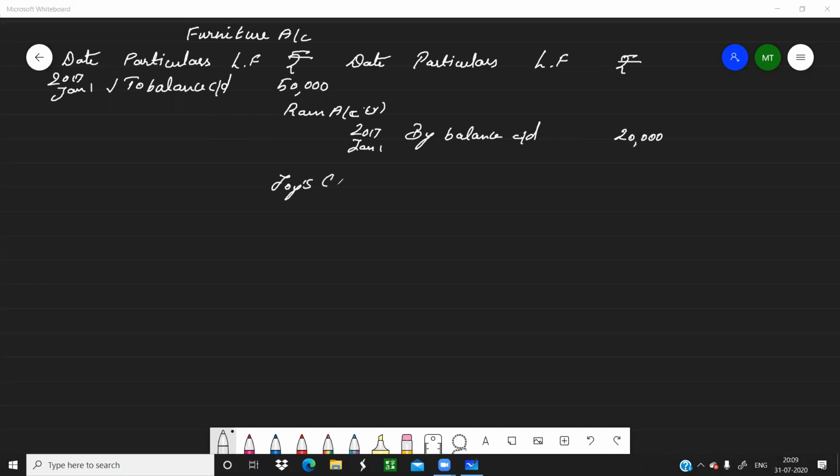Then Joy's capital account. How much is it? Same, 2017 January 1. By balance carry down. So by balance, sorry, brought down. Okay, so by balance brought down.